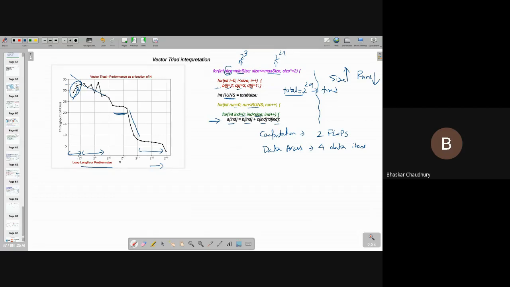So why are we getting this trend for the first few points? Can someone tell me? So 2 to the power 5 is how much? 32. These numbers you should always remember. 32, right? 2 to the power 10, always remember, this is very important, is 1k, 2 to the power 20 is 1 mega, and 2 to the power 30 is 1 giga.